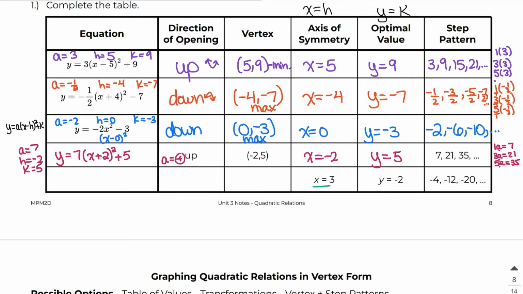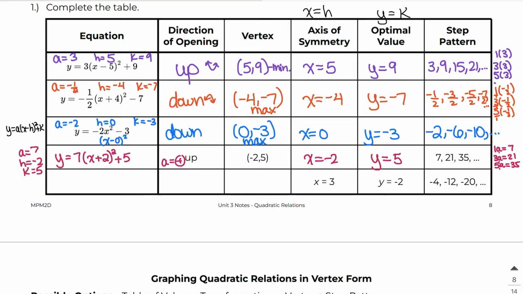So here we know the axis of symmetry is 3, the optimal value is at negative 2, so it would be (3, negative 2) right here, which tells us that H is 3, K is negative 2. We know that the A value right here, that 1A is negative 4, 3A is negative 12, 5A is negative 20, which means that A would have to be negative 4. Go ahead and try the next example here. Press pause, come back and see how you did after you've done it.